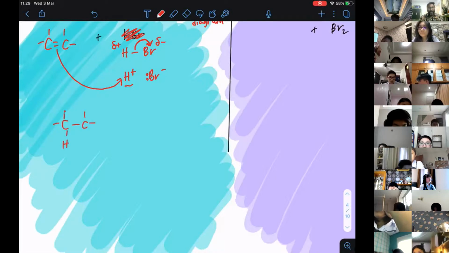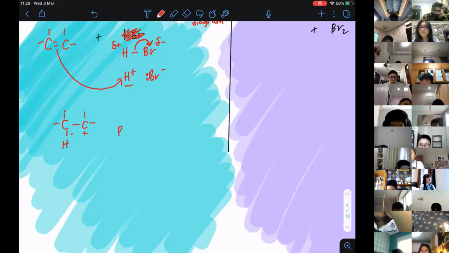Once they attack the carbon-carbon double bond, the H will come here. Since the double bond is broken, the electrons will go to form the bond over here. Therefore, this carbon is going to become positive. A carbocation will be formed.